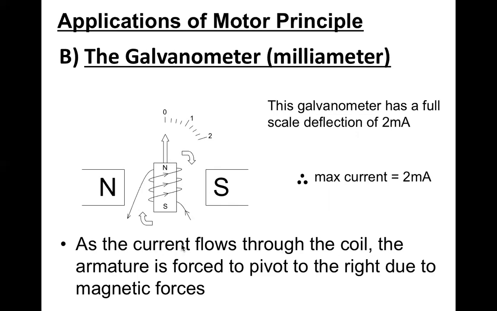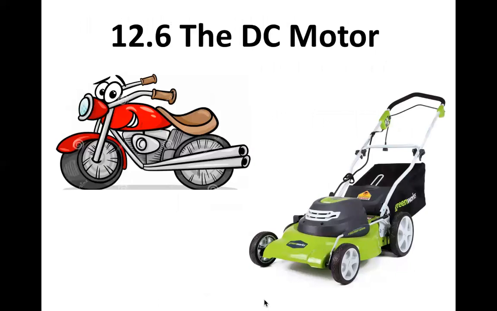As the current flows through the coil, the armature, which is just a word for this arm, so it's a coil that can rotate, is forced to pivot to the right due to magnetic forces.